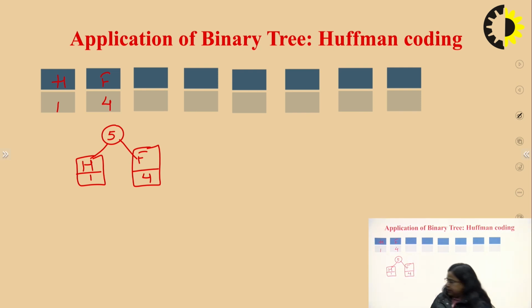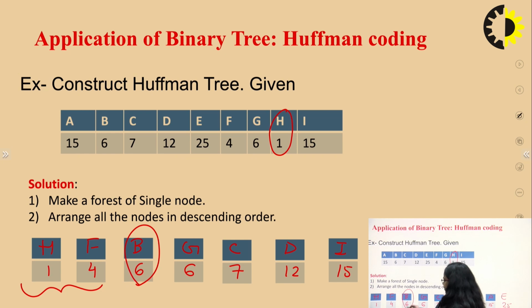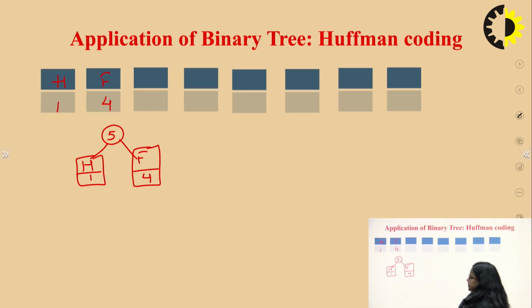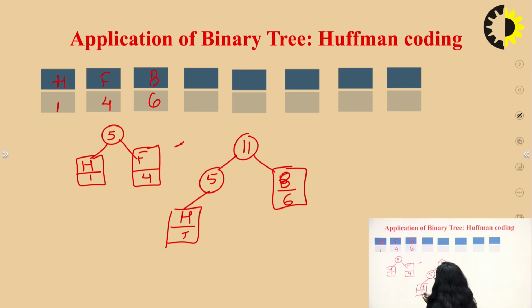After combining, we check from the previous question. The next weight is 6, but the tree we got has weight 5. So we write B with weight 6. This is the minimum weight, so we combine it with this value. The tree becomes 6 plus 5 equals 11. This is 5, this is B with weight 6, with H 1 and F 4 below.